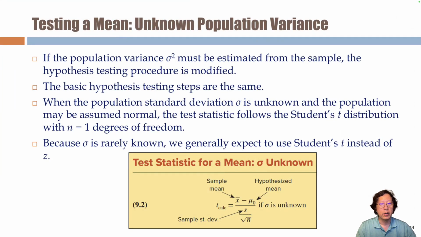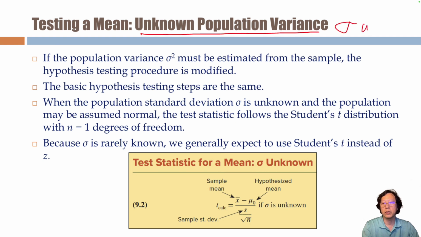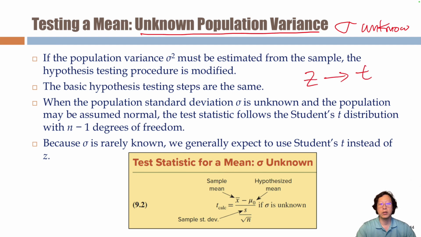Now, unknown variance. Unknown variance means sigma is unknown. This is simple. Instead of z, we will replace it with the t value. That's it. Nothing different. The logic to make a decision and conclusion is still the same. The only difference is that instead of the z value, we're going to use a t value. So if you use the critical value method, we will calculate the t instead of z.